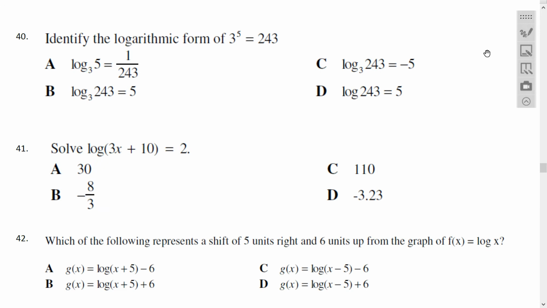Number 40, identify the logarithmic form of 3 to the 5th equals 243.